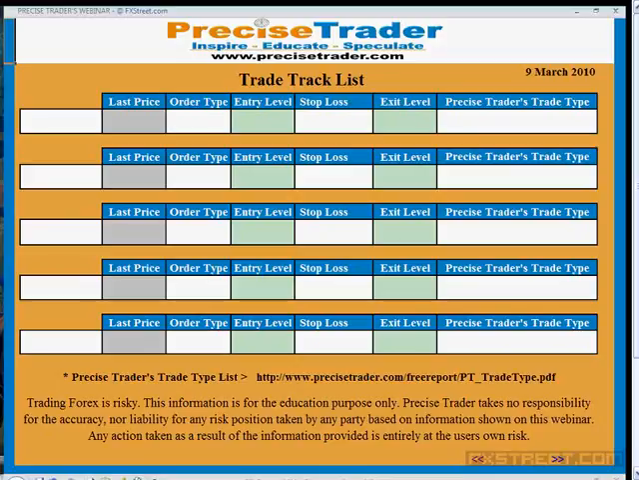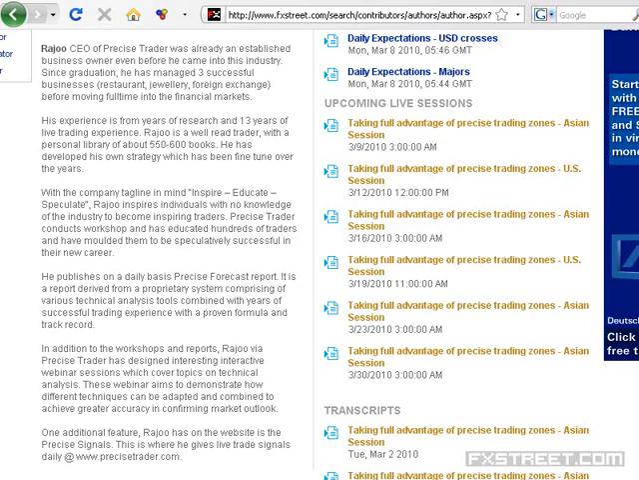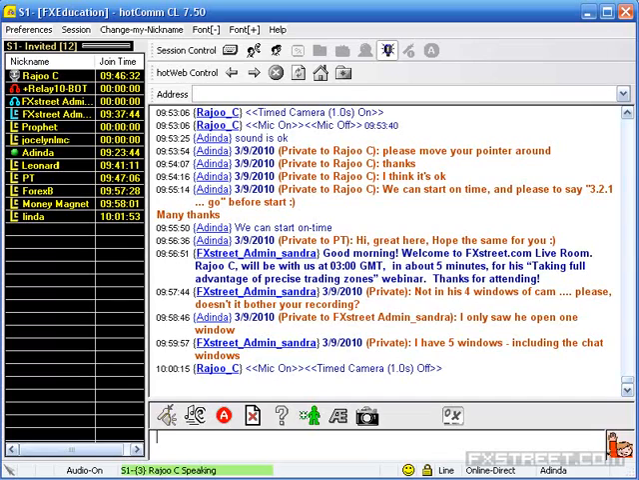Let me begin, and later on I'll give you the trading tips. The strongest cross now is the yen crosses, or the dollar yen. Okay, let me show you the screen.